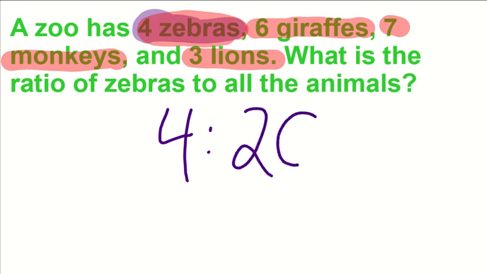So our ratio initially would be 4 to 20. 4 goes into both of those. So we divide them by 4. We get 1 to 5. Any questions on that one? Y'all that had 1 to 4, you got to include the zebras too. They're part of the total, okay?